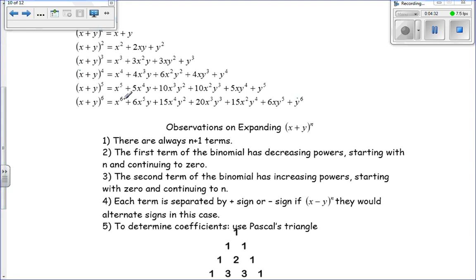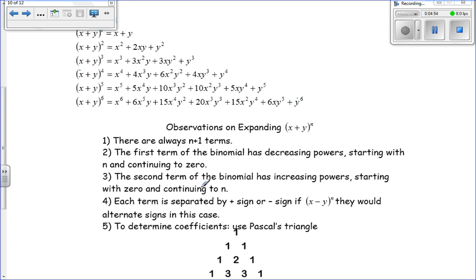Notice that the exponents always add up to n. n is our original exponent. So all of these exponents always add up to 6. 6 plus 0 is 6. 5 plus 1 is 6. 4 plus 2 is 6. 3 plus 3 is 6. 2 plus 4 is 6. 1 plus 5 is 6. And 0 plus 6 is 6.